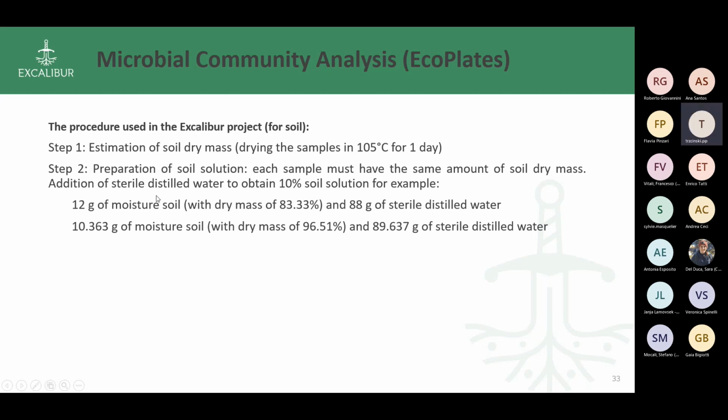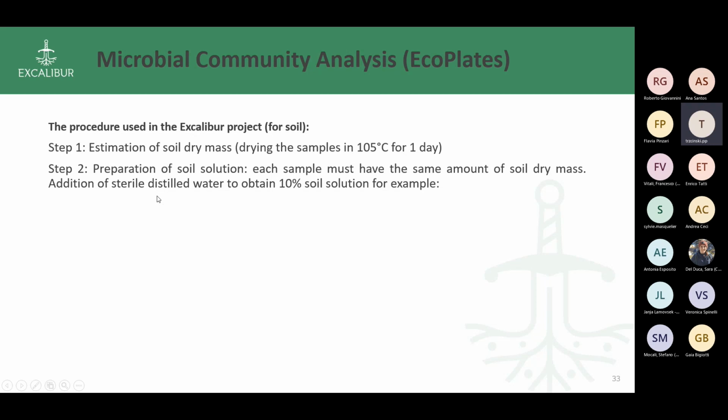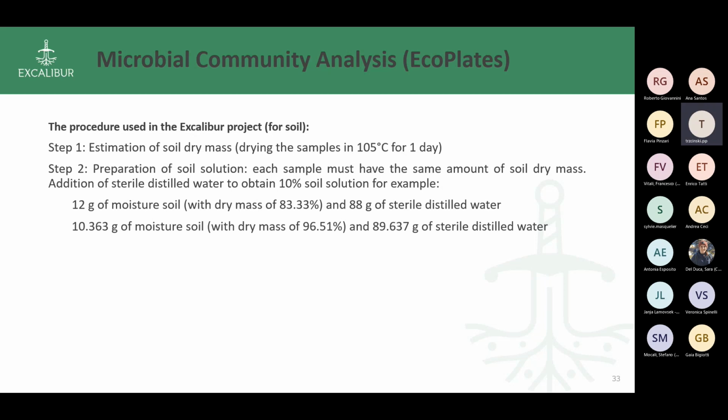So for the test, we need to use the same amount of soil dry mass. Why? Because the results cannot be easily scaled. So we have to use the same amount of soil dry mass in the soil solution.